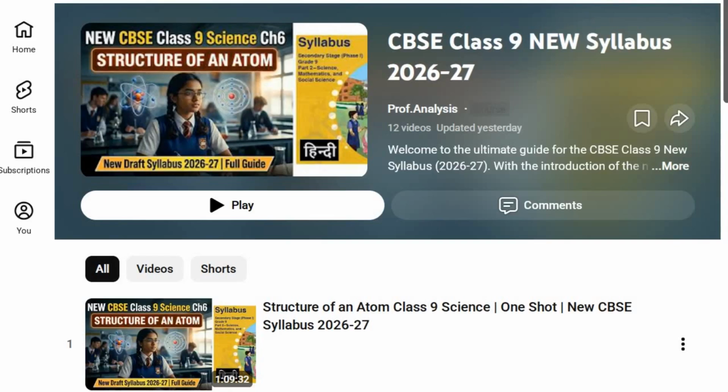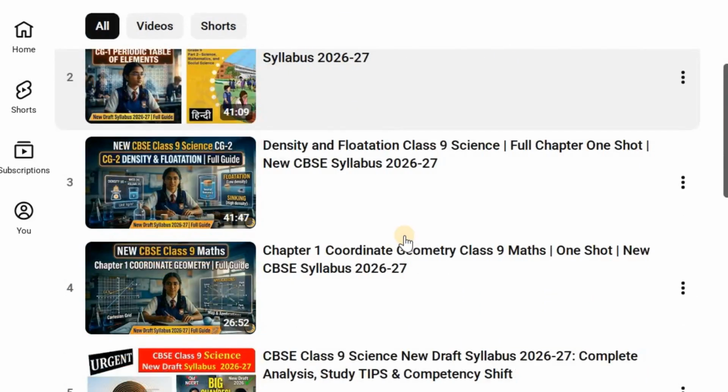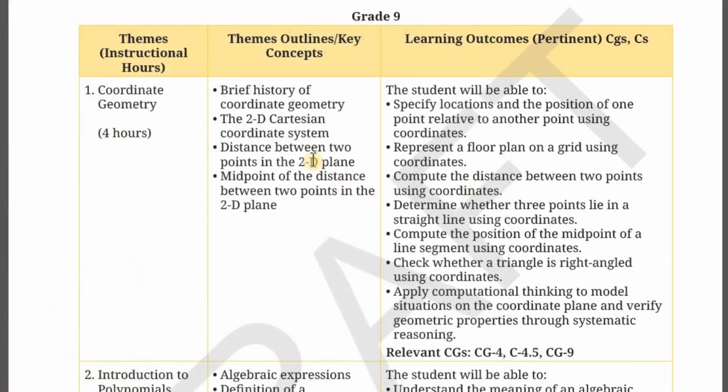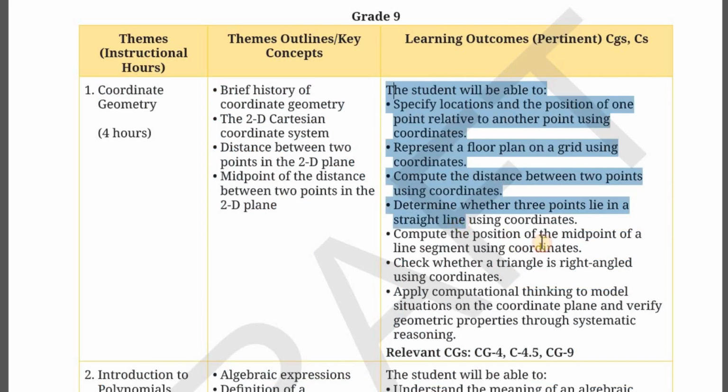Hello students, so as you can see, this is the new NCERT syllabus playlist. Here we have added videos on science and maths, and particularly here you can see the chapter 1 coordinate geometry, and the video has been made entirely following the syllabus which you can see. So this is the class 9 draft syllabus. These are the theme outlines and these are the various learning outcomes.